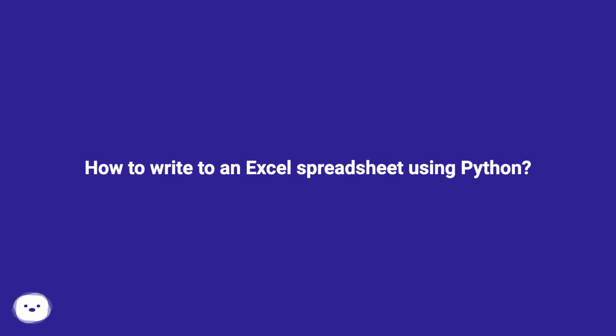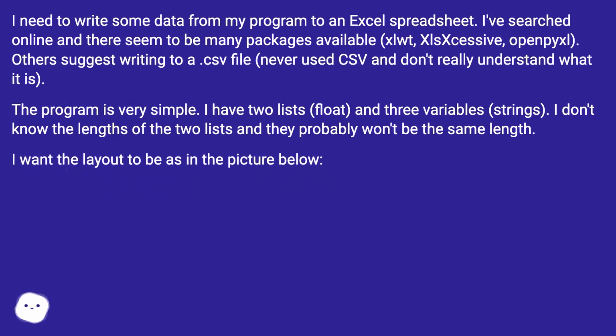How to write to an Excel spreadsheet using Python. I need to write some data from my program to an Excel spreadsheet. I've searched online and there seem to be many packages available: XLWT, XlsxWriter, OpenPyXL. Others suggest writing to a .csv file, but I've never used CSV and don't really understand what it is.